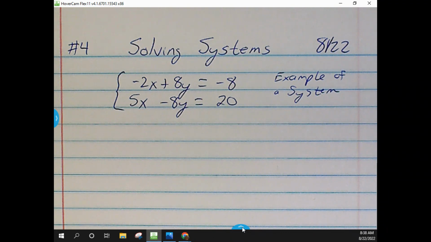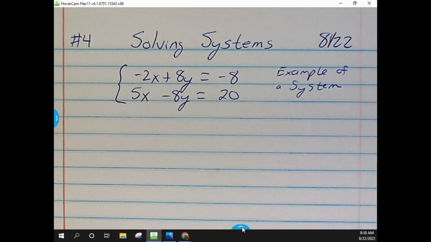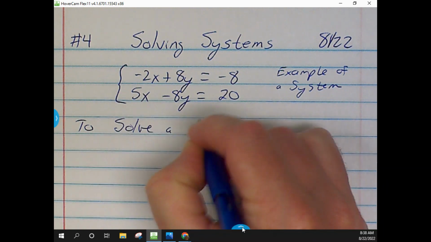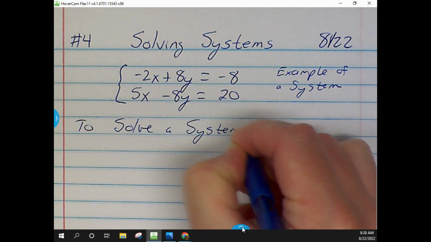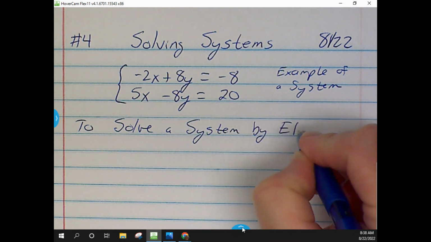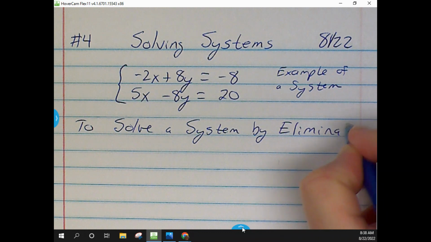Okay, so here's what we're going to do. We've got a couple of different ways we're going to do this one. So we'll look at the first option first. To solve a system by elimination.